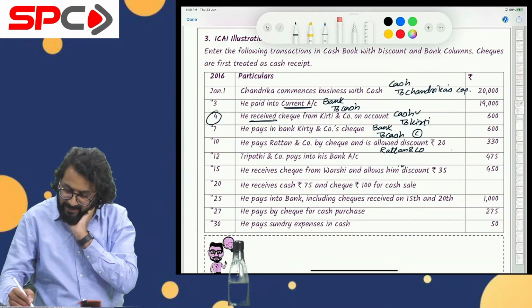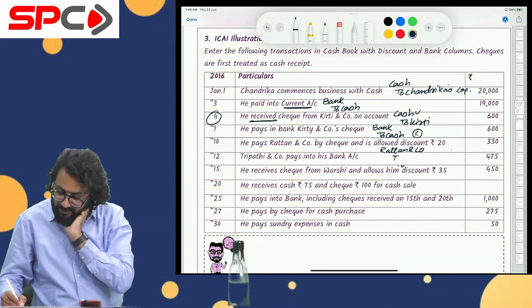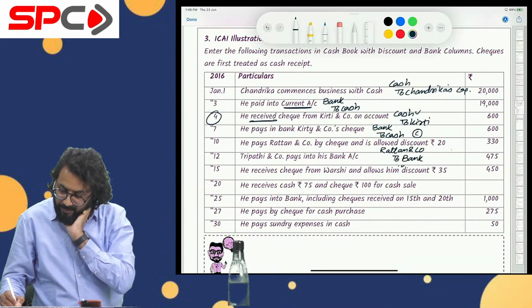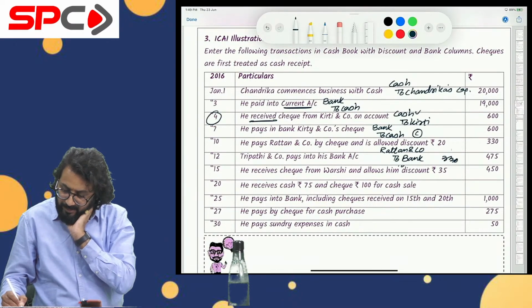Ratan and Company to bank 330 and to discount 20.